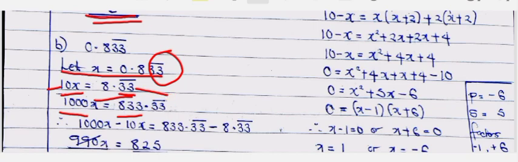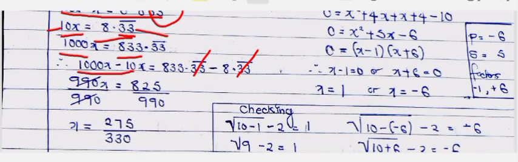Now, we can simply say, therefore, 1000x minus 10x is going to give us 833.33 bar minus 8.33 bar. The idea is to get rid of the repeating value here. Now 1000 minus 10 is going to give us 990x, which is equal to 833.33 minus 8.33, giving us 825. So we're going to divide both sides by 990.